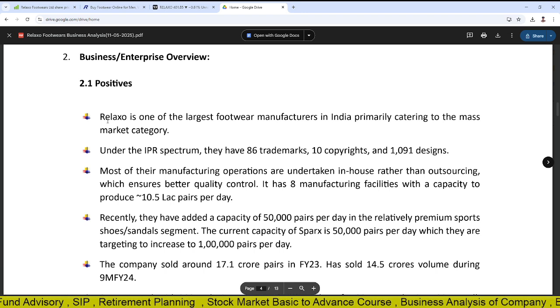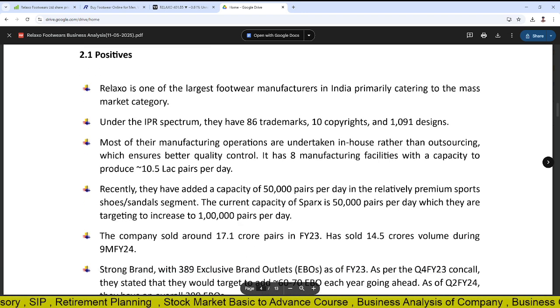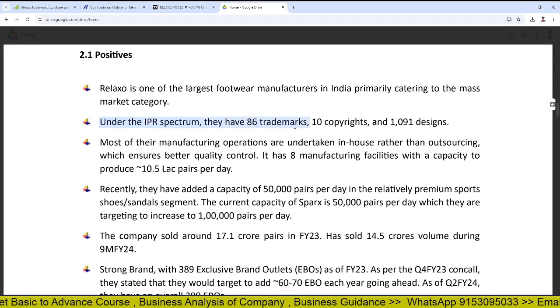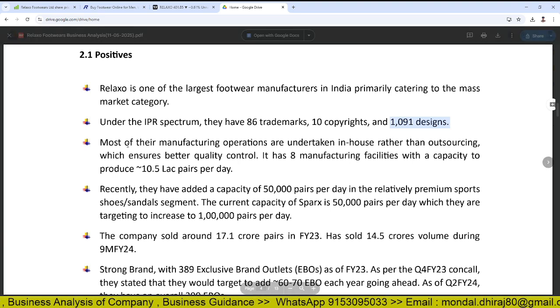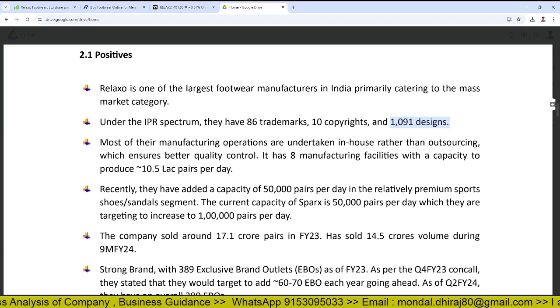The first positive point is that Relaxo is one of the largest footwear manufacturers in India, primarily catering to the mass market category. Under the IPR spectrum, they have 86 trademarks, already discussed, 10 copyrights and some designs. Most of their manufacturing operations are undertaken in-house rather than outsourcing. That means they are manufacturing by themselves. They are not outsourcing this part.